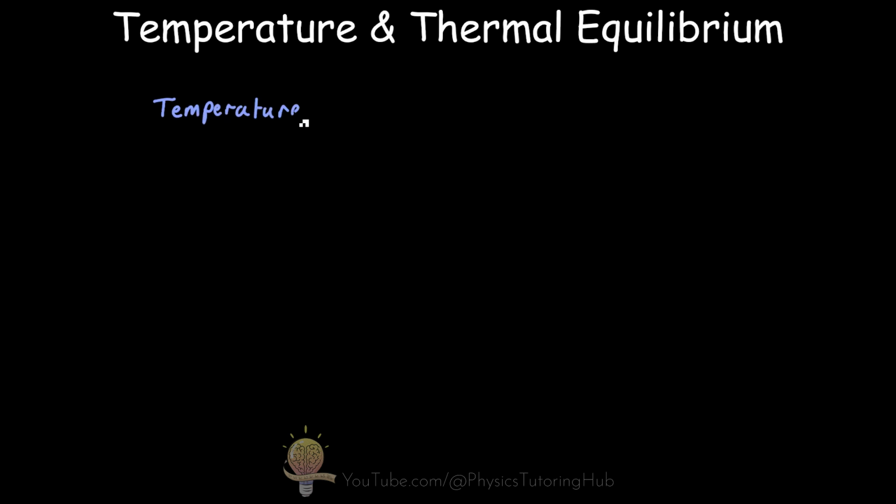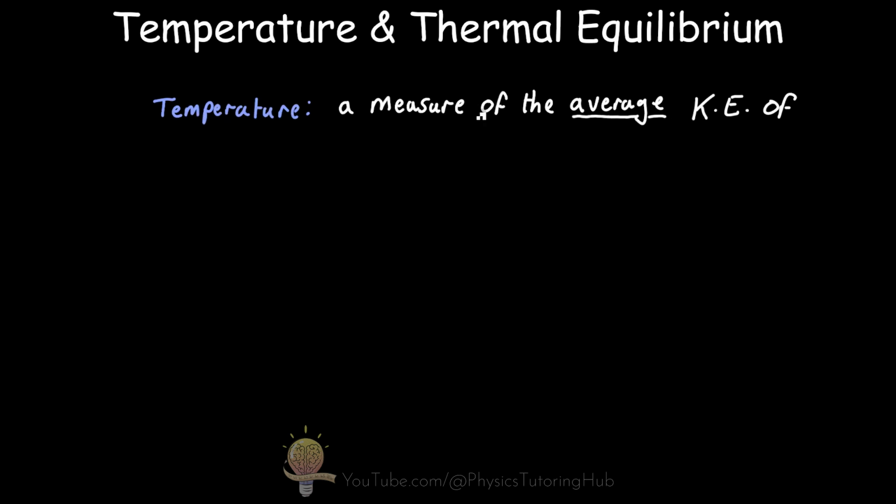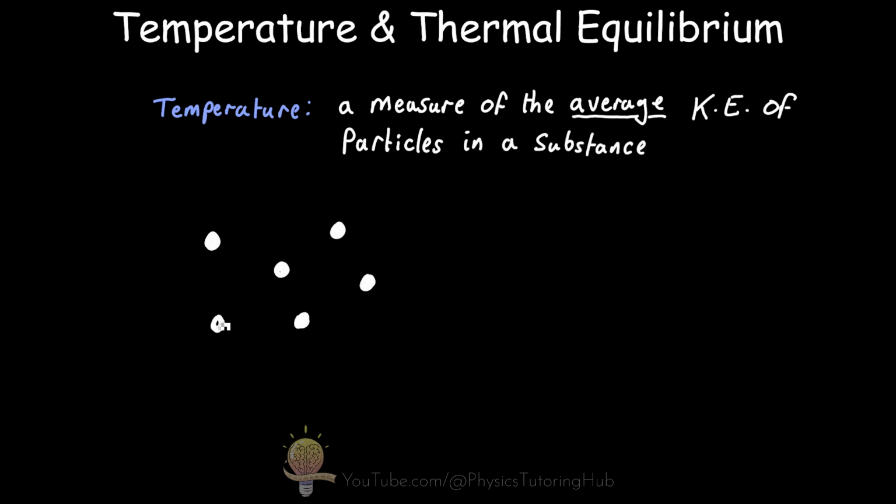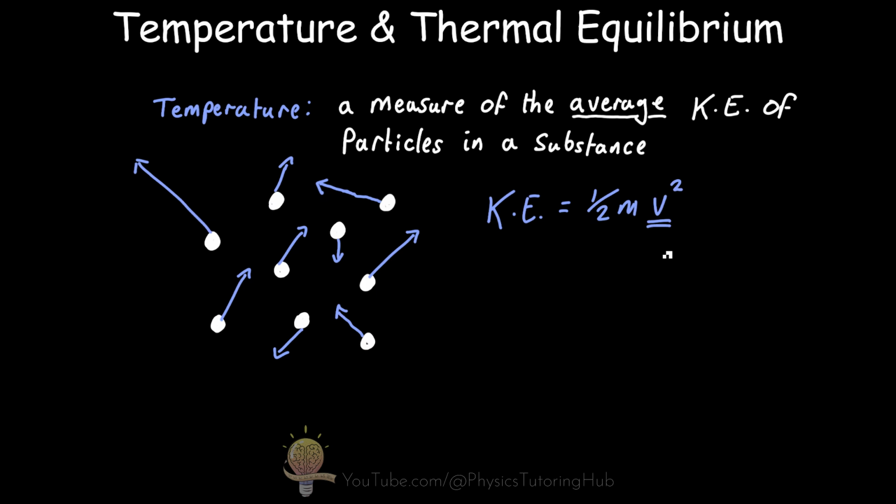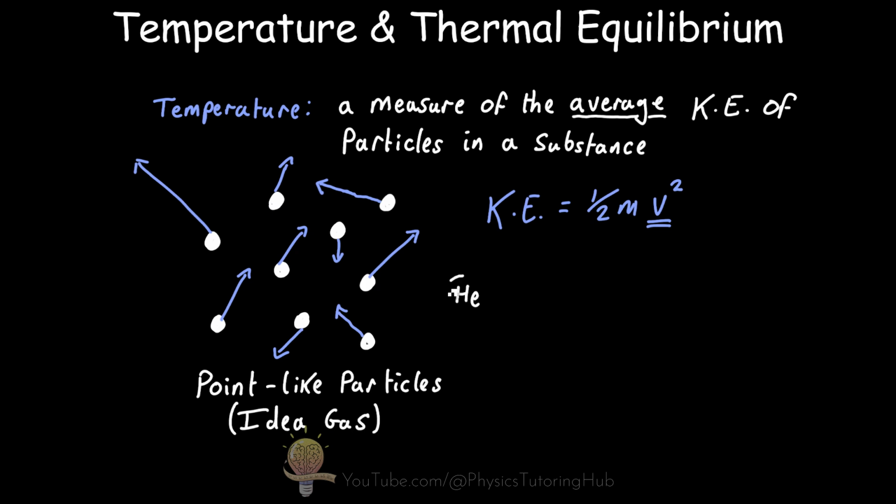The temperature of a substance is a measure of the average kinetic energy of the particles in that substance. So let's imagine we're studying a monoatomic gas, like helium. Now, a monoatomic gas is a gas containing particles of a single atom, and therefore we can simplify things a bit and treat these gas atoms as point-like particles.